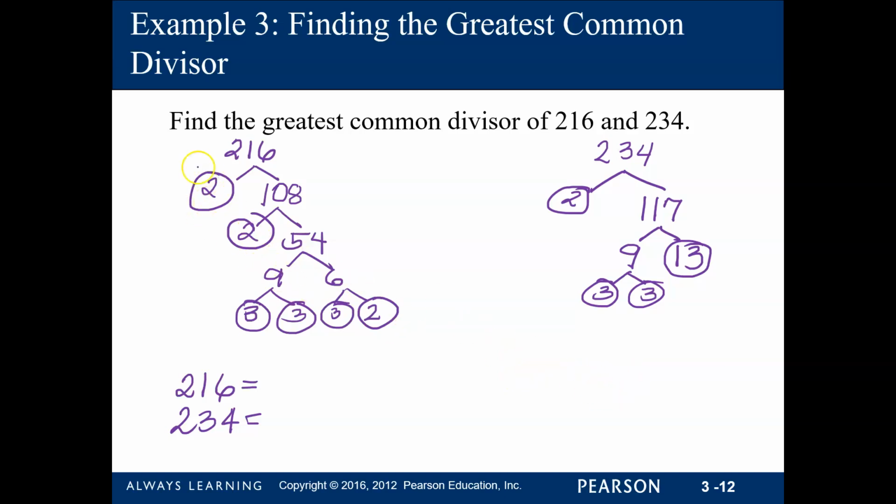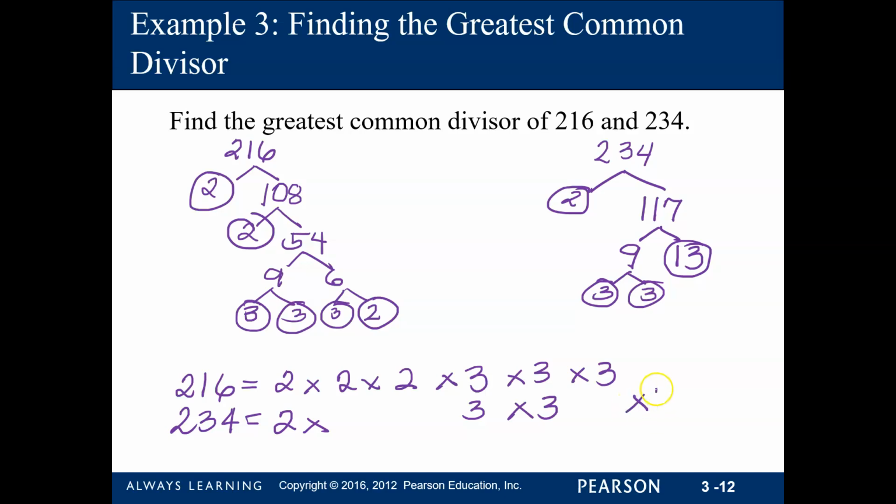Let's take a look at 216. How many 2's do we have? We have three 2's: 2 times 2 times 2, and then we have three 3's: 3 times 3 times 3. 234, on the other hand, how many 2's does it have? It has one 2. So I will have 2 times, and how many 3's do we see here? We have two 3's. So I will put these right under the other factors that are 3. So 3 times 3, and then we still have the 13. It's not like any of these, so times 13 is over here.